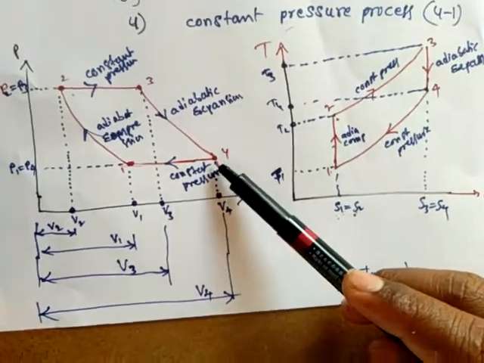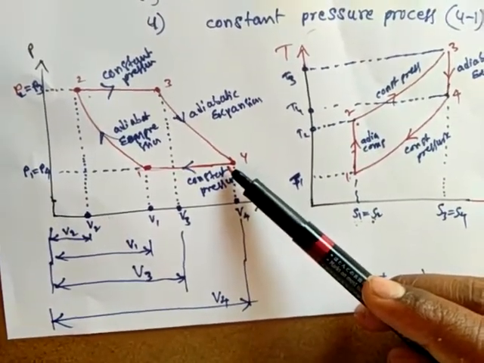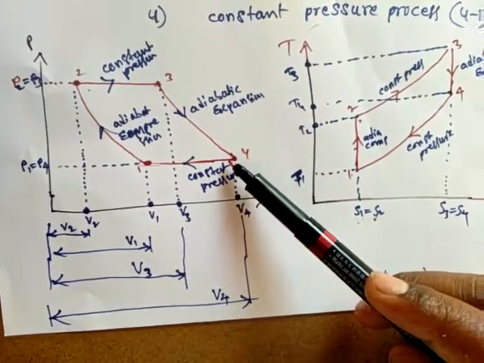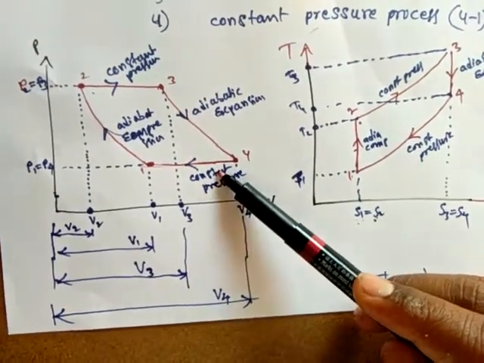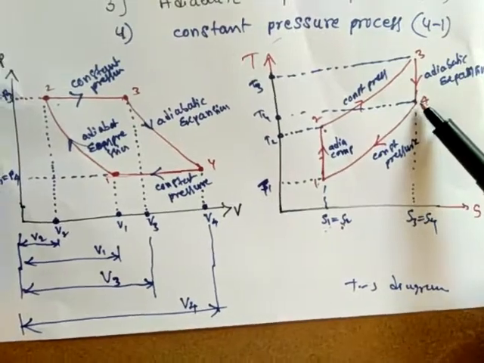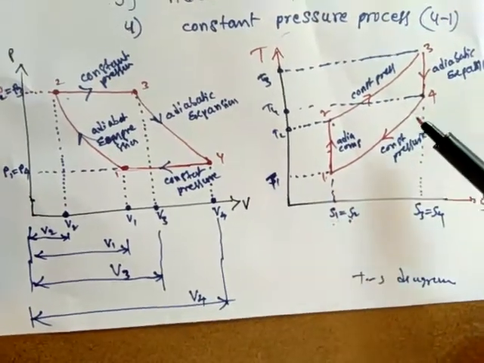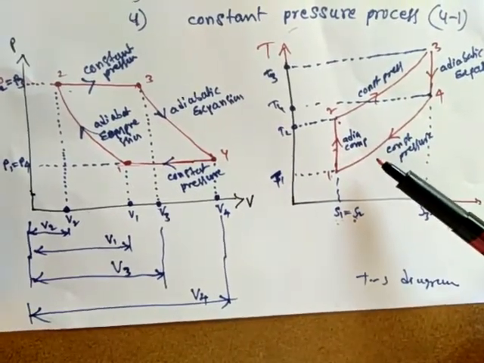So here, if you see the constant pressure process in the PV diagram, it is a straight line in the PV diagram, which means it should be a curved line in the TS diagram. 4 to 1 is a curved line. So this is our constant pressure process.